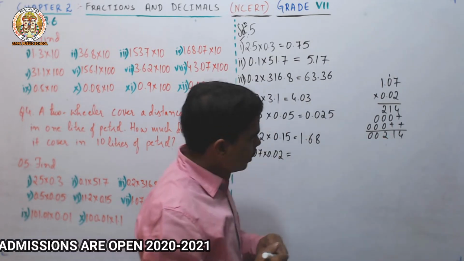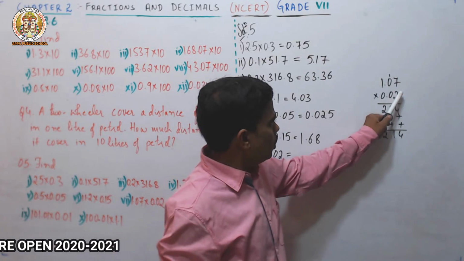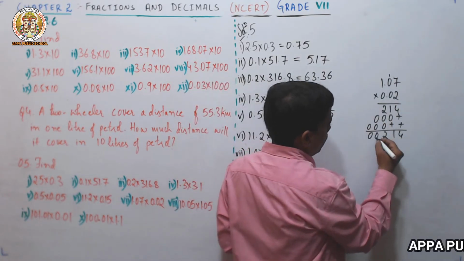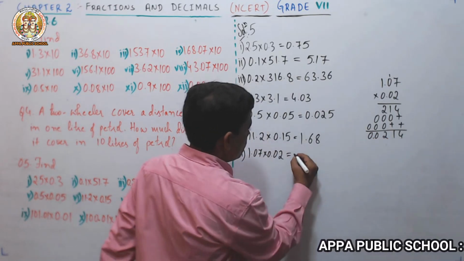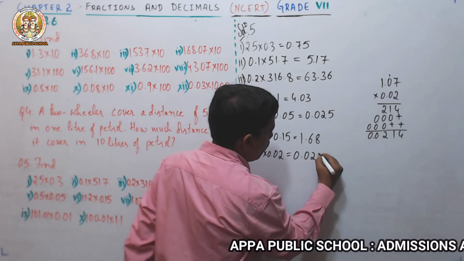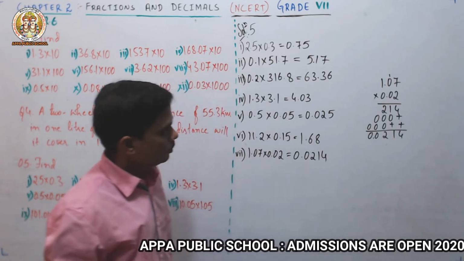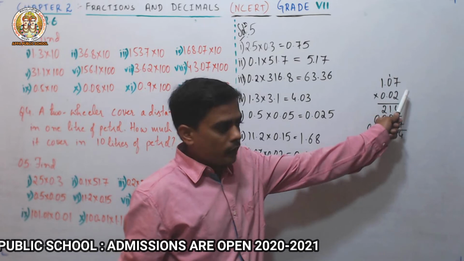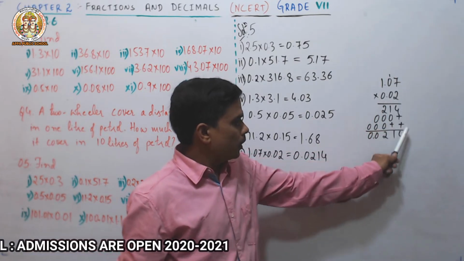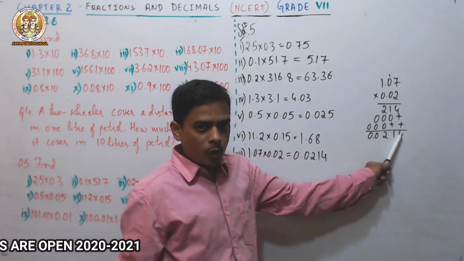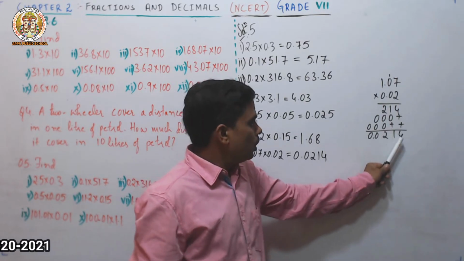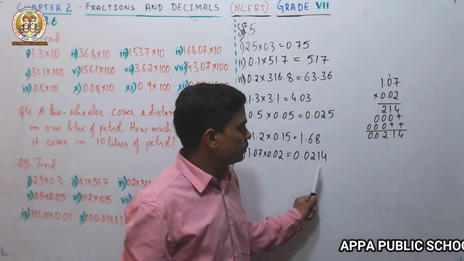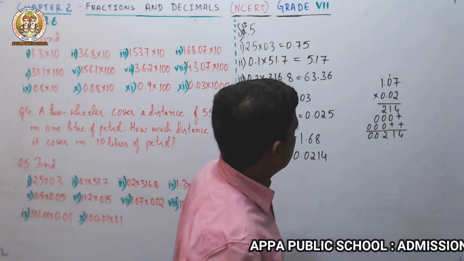Now see here. How many numbers? 1, 2, 3, 4. So I will write it as 1, 2, 3, 4. What is the answer I said? 0.0214 is the answer. Why? Because after the decimal point, 2 numbers are there. So I will keep on counting from the right: 1, 2, 3, 4. The answer is 0.0214. Understood? Next.